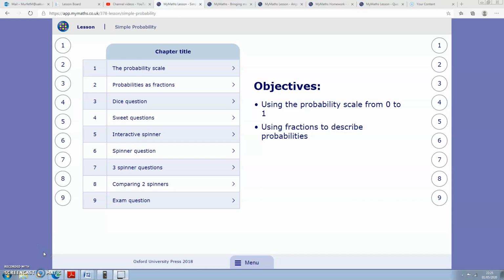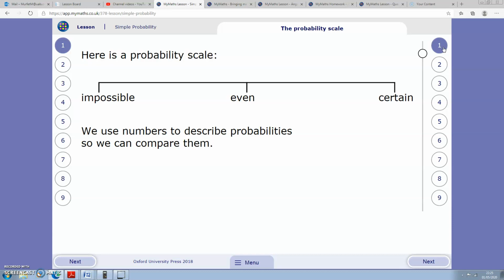Hi all, I'm going to go through the second part of probability for you, and that's the simple probability. First off, we're going to look at the probability scale. We did cover this in the first video. So we've got impossible, even and certain.